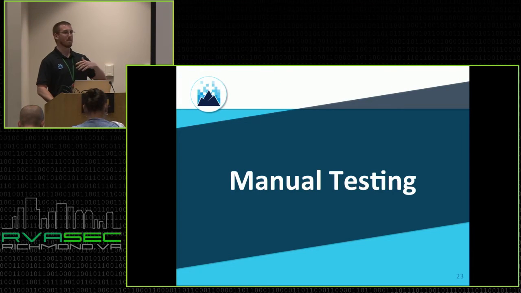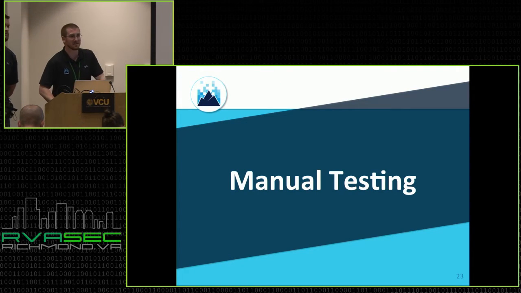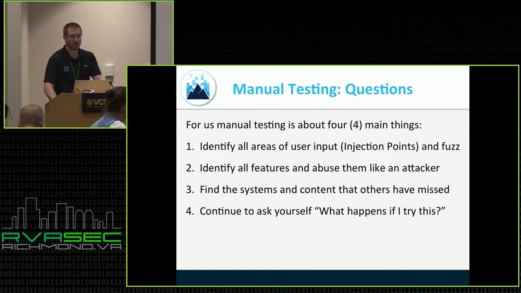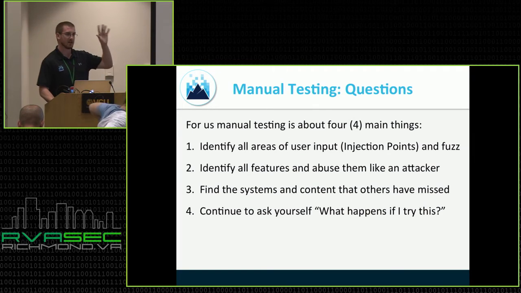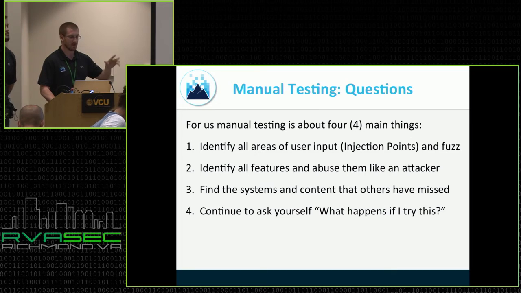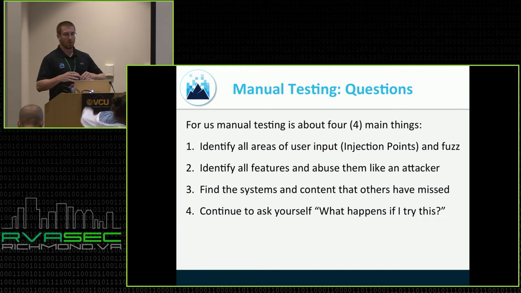And this moves into our manual testing. This is like the meat and potatoes of this talk, right? So manual testing, there's 4 main questions I like to keep in mind when I'm doing my manual testing phase. Essentially, I want to identify all areas of user input. These are injection points. So where are parameters, where are hidden values, where are things in these requests going back and forth that I can essentially fuzz and pass input to.